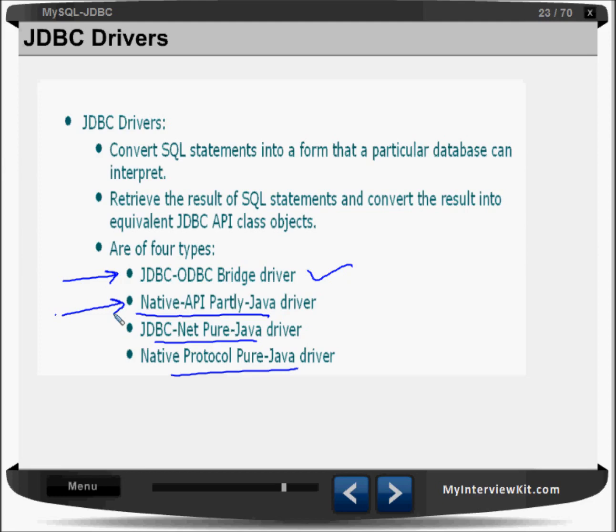Net pure. Suppose there is a server, and the server is interacting with your database. In that case, the net pure Java driver is used. Fourth is the native protocol pure Java driver, where your application is directly interacting with your database. In that case, we can use the pure Java driver, and that is called the type 4 driver. So this is type 1, this is type 2, this is type 3, and this is the type 4 driver. Even type 5 has come, but it is under construction.